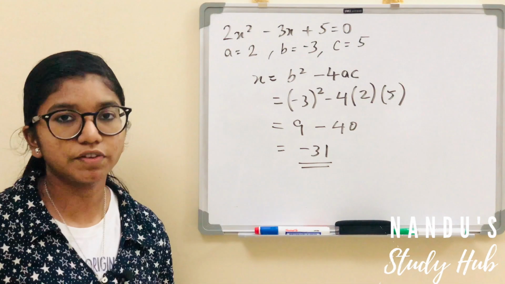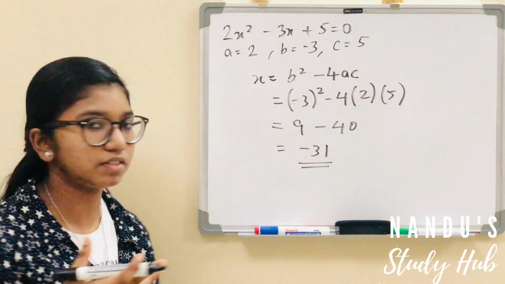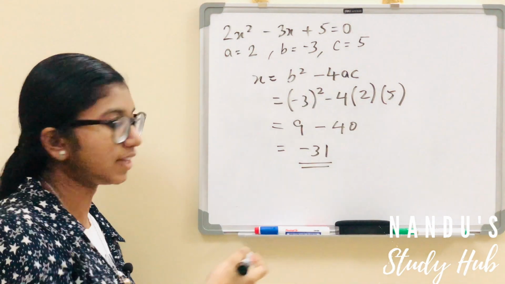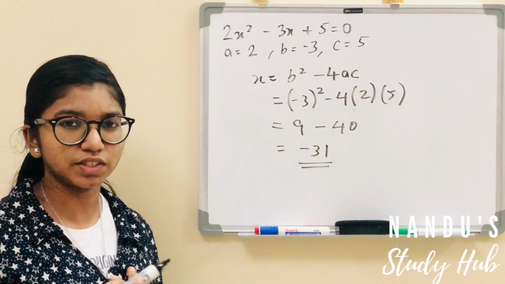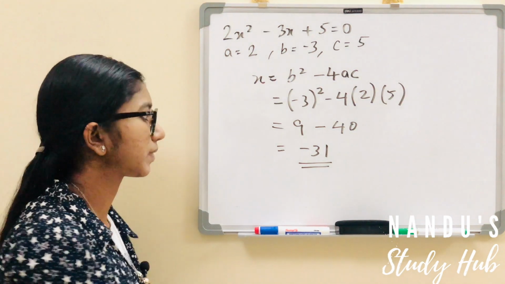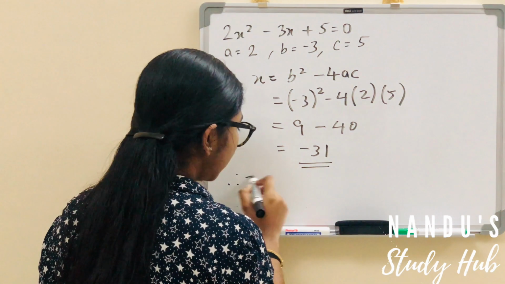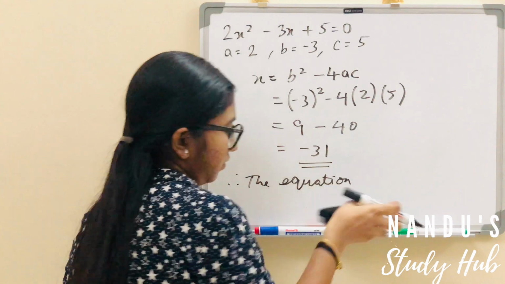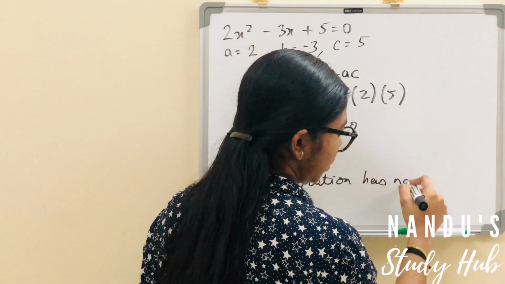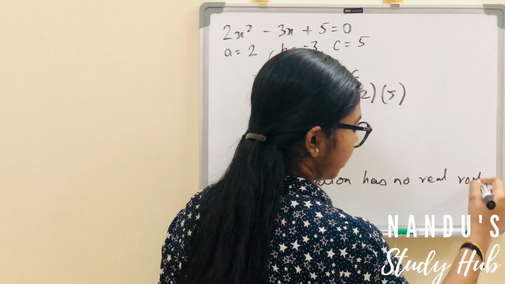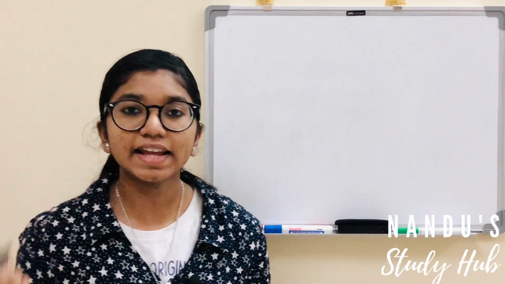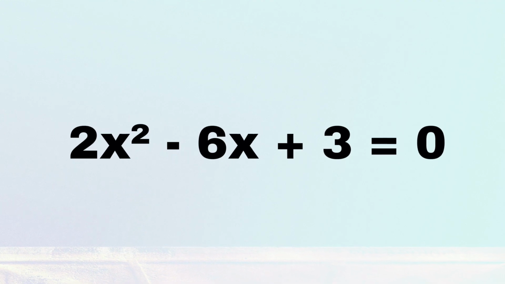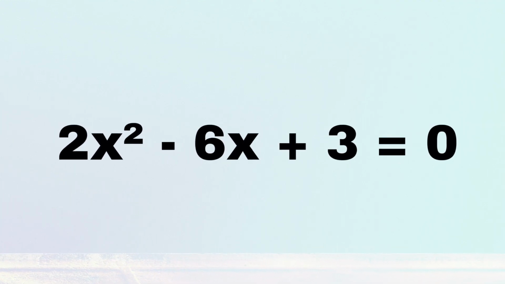As we know, if we get a negative number, in the sense a number that is less than 0, for b square minus 4ac, then the equation has no real roots. So you can write, therefore the equation has no real roots.